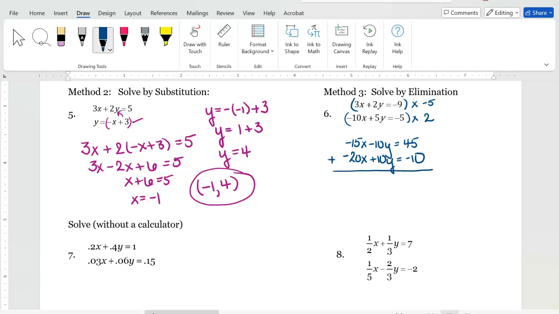So if I add down, those cancel. This becomes negative 35x equals 35. X is equal to negative 1.